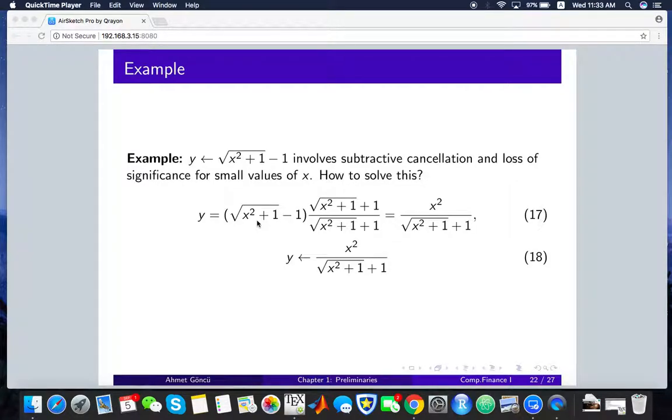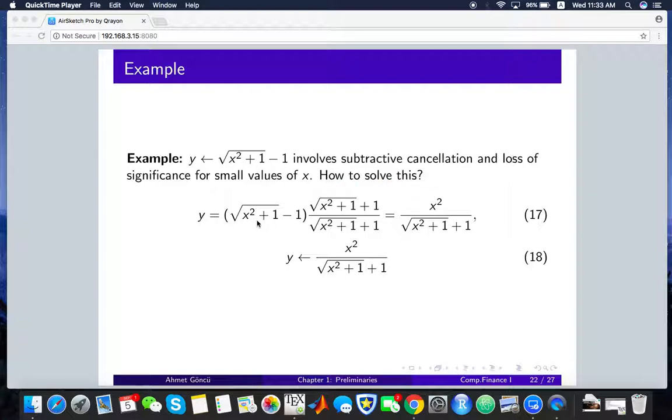Another example: if you are evaluating y equals square root of x squared plus 1, minus 1, this involves subtractive cancellation and loss of significance for small values of x. Think about it: if x is very small, close to 0, then the square root is close to 1. In other words, you are subtracting 1 from a quantity very close to it, and that will increase the potential relative error.